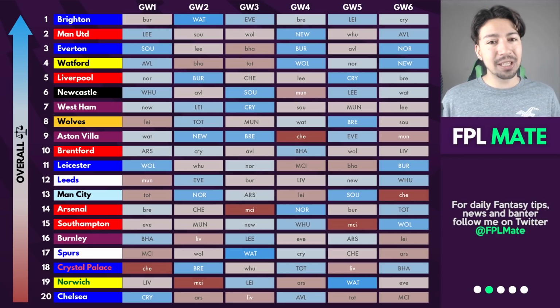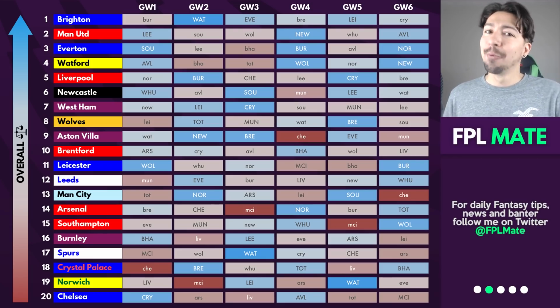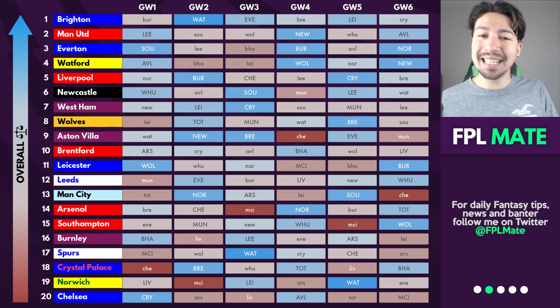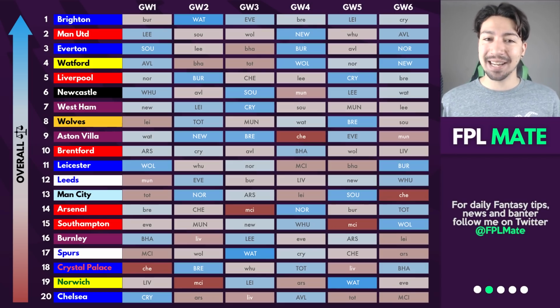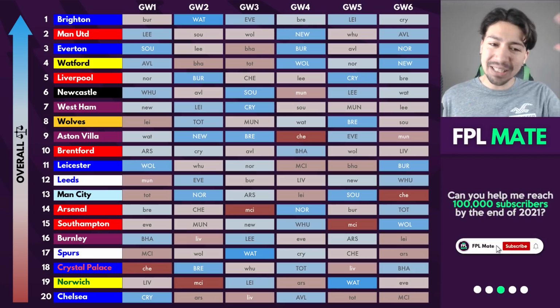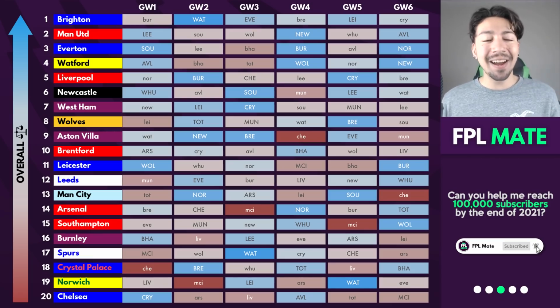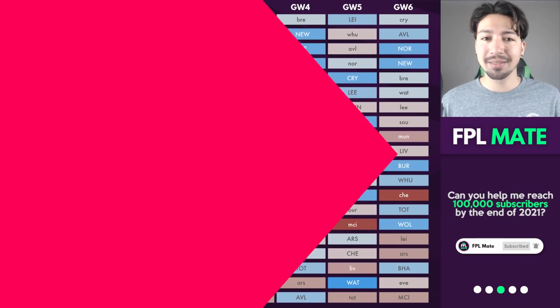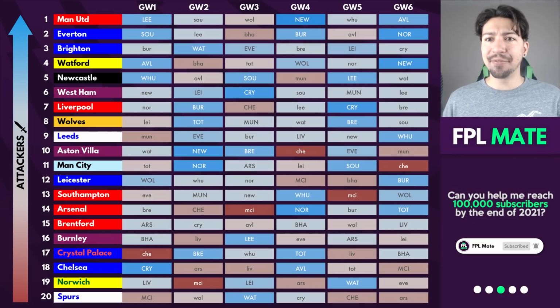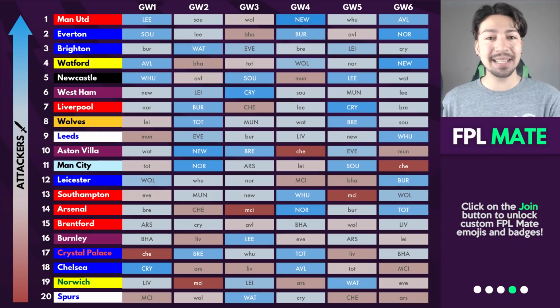So, without further ado, that was a weird way of saying that. Without further ado, guys, let's have a look at the fixture ticker, the fixture table, the fixture difficulty ranker for the attackers. And as you can see, everything's changed order a little bit. So this is the key difference here.